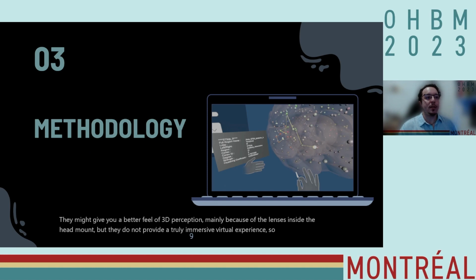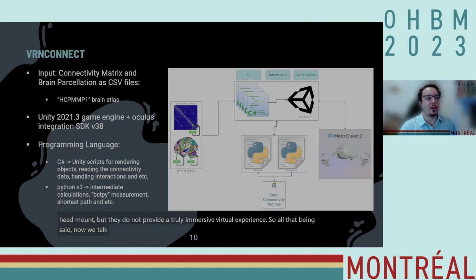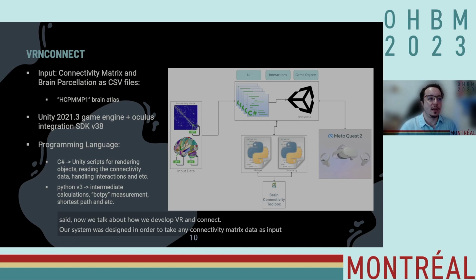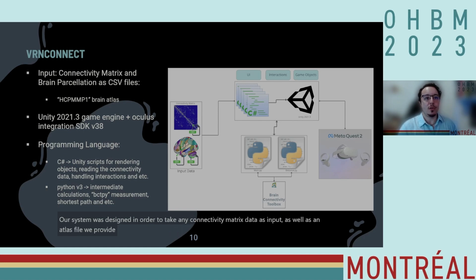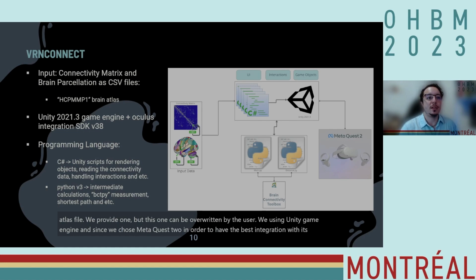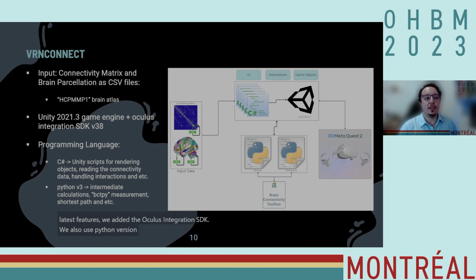So, all that being said, now we talk about how we developed VRNConnect. Our system was designed in order to take any connectivity matrix data as input, as well as an atlas file. We provide one, but this one can be overwritten by the user. We use the Unity game engine, and since we chose MetaQuest 2 in order to have the best integration with its latest features, we added the Oculus Integration SDK. We also use Python version 3 to handle intermediate data creation, calculate the graph network measurements, and connect to the Brain Connectivity Toolbox library to provide the needed matrix.